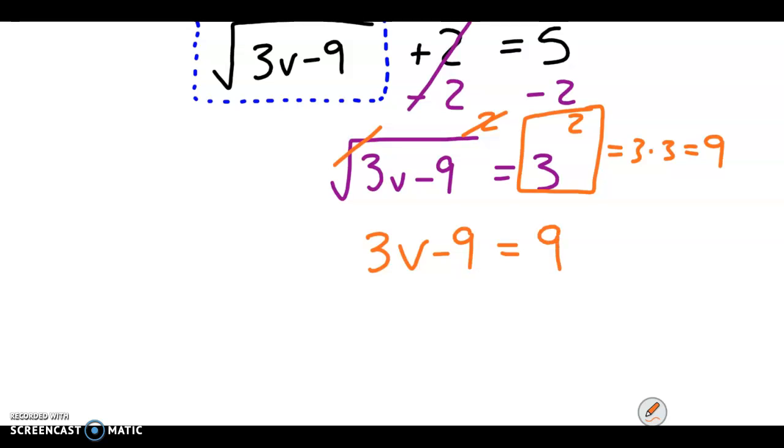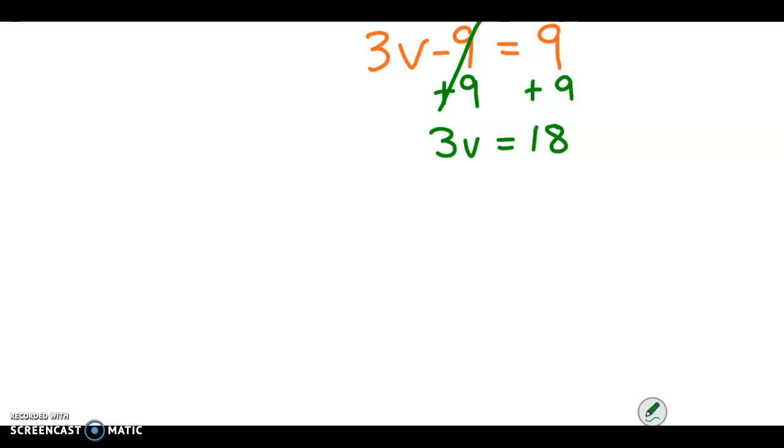Okay? And then we're 2 steps away now. I'm going to add 9 to both sides. This part, after you square it and you've just got like a 2-step or 3-step equation left, that should be big time review. 3v will now equal 18. I'm going to divide both sides by 3. And my v will equal 6.